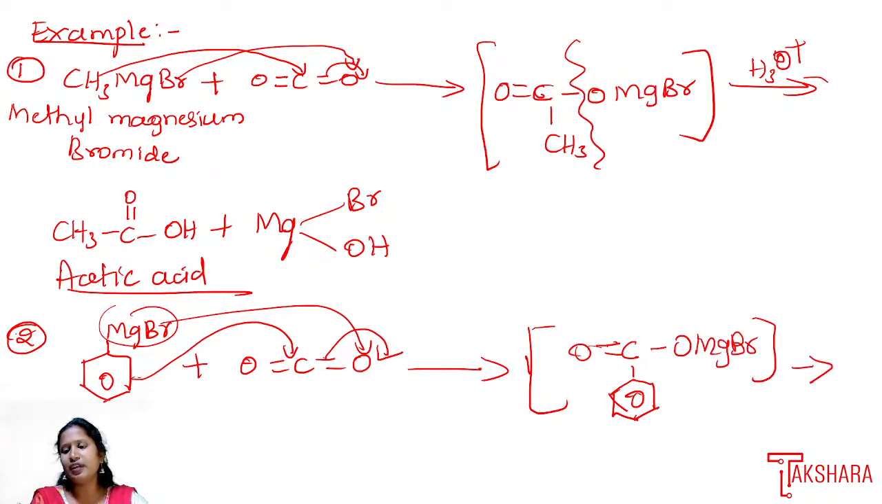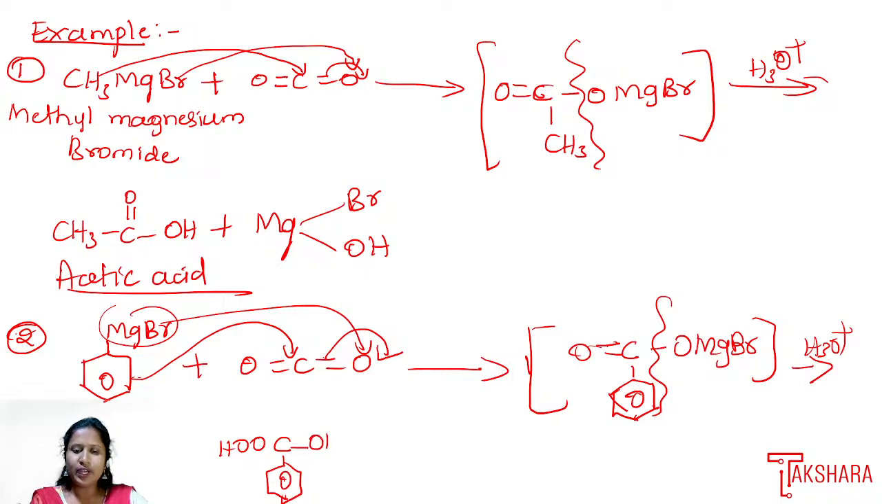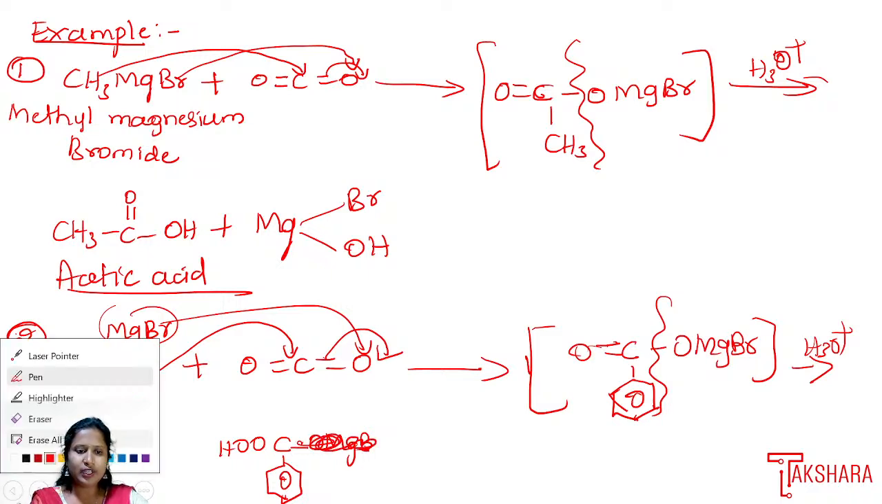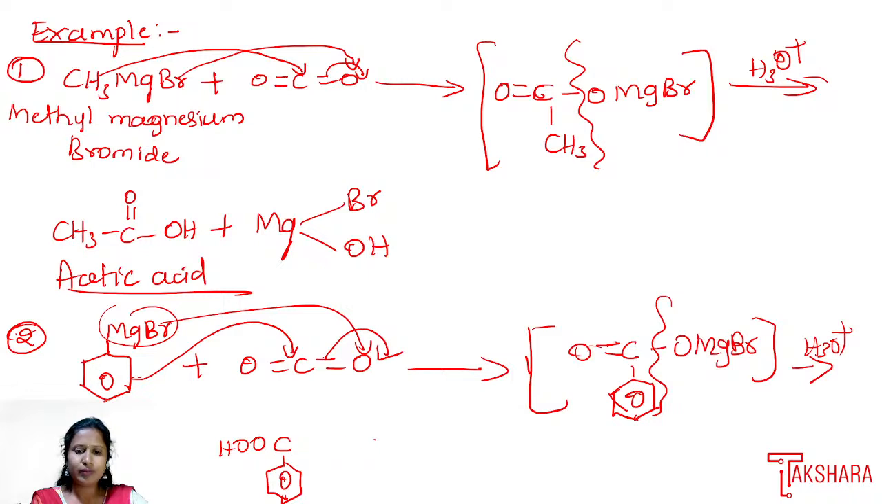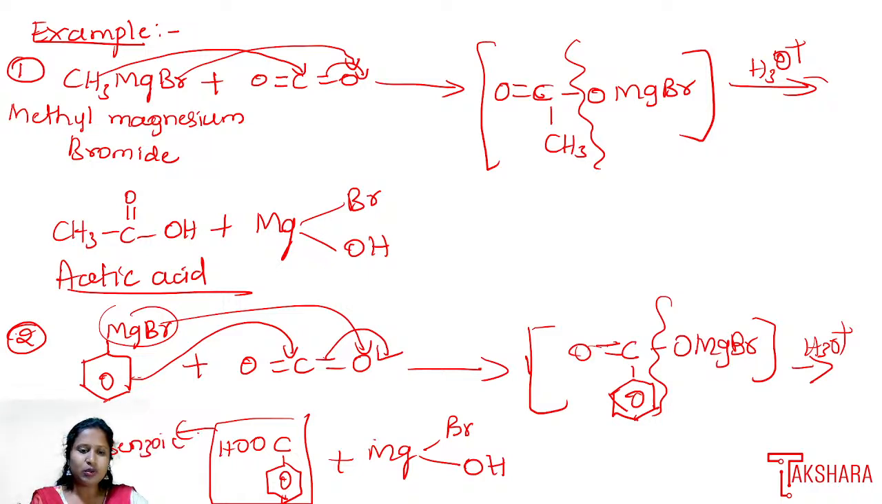And when it undergoes hydrolysis with H3O plus, the product splits here, so we get COOH and the benzene ring attached to carbon, then OMgBr. Okay, sorry, COOH attaches to the benzene ring, plus MgBrOH. Okay, so this product is called as what? Benzoic acid. So we call it benzoic acid.